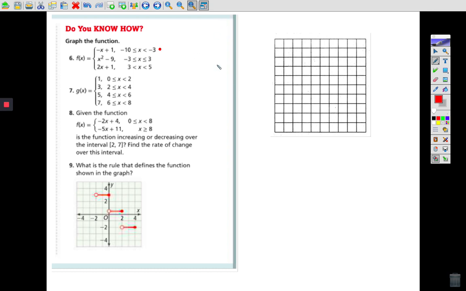Alright, so I'm going to graph the first one in red. Remember, we are only paying attention to the two ending points. So if I've got f of x equals negative x plus 1, I'm going to plug in negative 10, and I'm going to plug in negative 3. I'm doing this in order to get my starting and ending points. So when x is negative 10, y is 11. When x is negative 3, y is not 5, but 4.